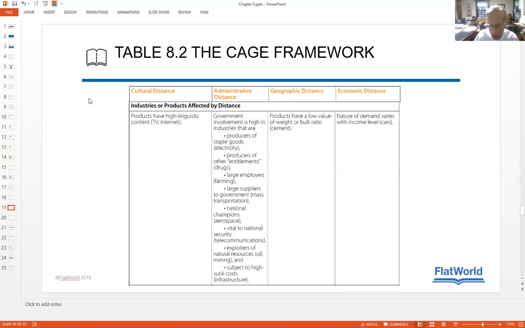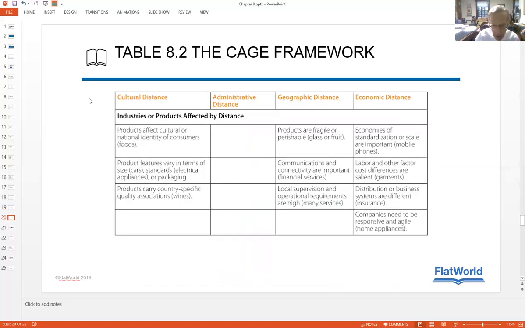And then there's the economic distance where different nations' populations are more or less wealthy and therefore can afford more or less expensive, in this case, cars.